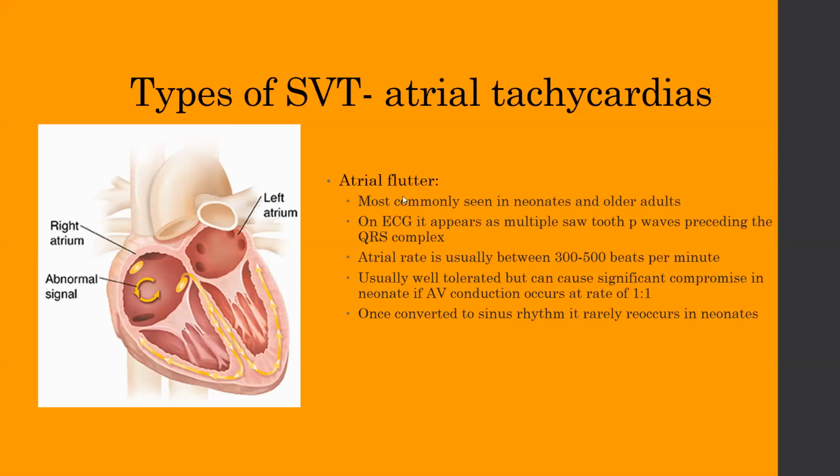but if you do have an accessory pathway or something that allows the atrium and ventricles to contract at a 1-to-1 ratio, it normally does cause significant compromise, because if your ventricles are beating at 300 to 500 beats per minute, that obviously has quite a significant impact on you, and you're not able to fill the ventricles and effectively pump blood around the body. In neonates, in terms of treating it, medication can be a bit variable.